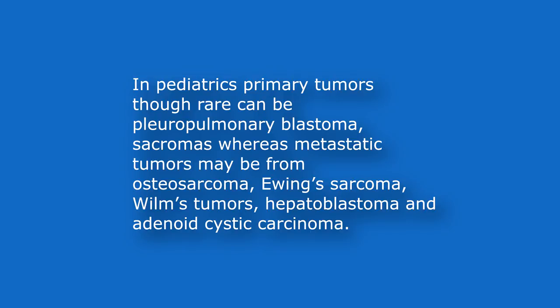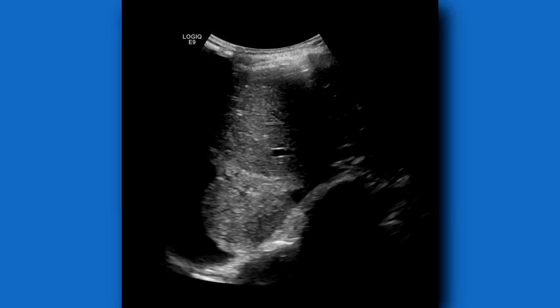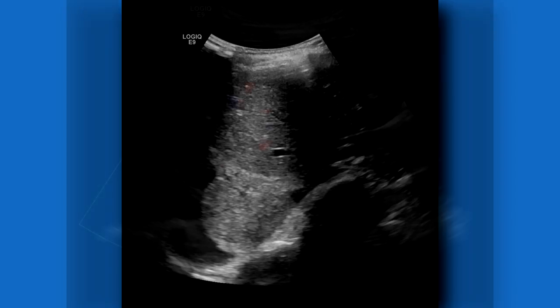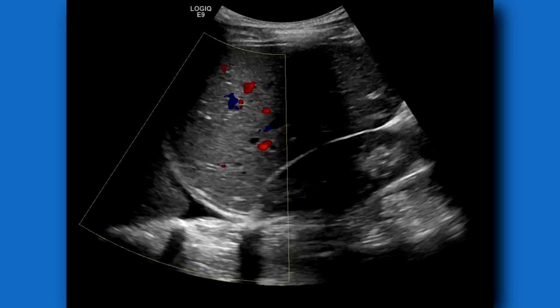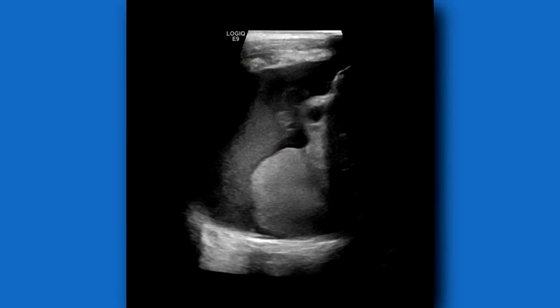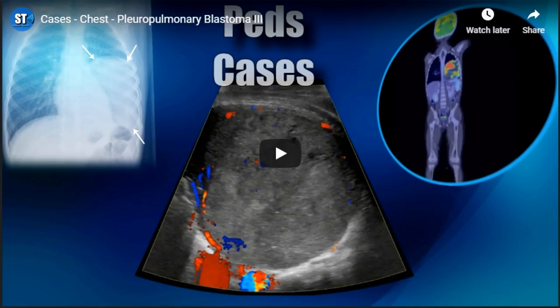Here's a patient about 20 years old with a right-sided chest mass with pleural effusion. That was a sarcoma. I have a video on YouTube of a patient I did with a pleuropulmonary blastoma, which is pretty rare in the literature.